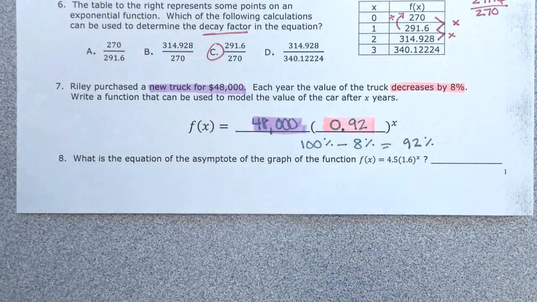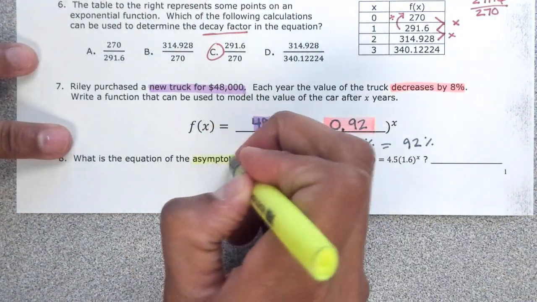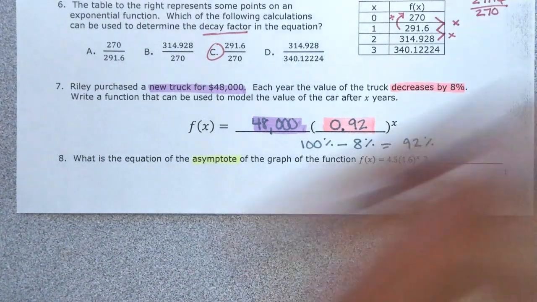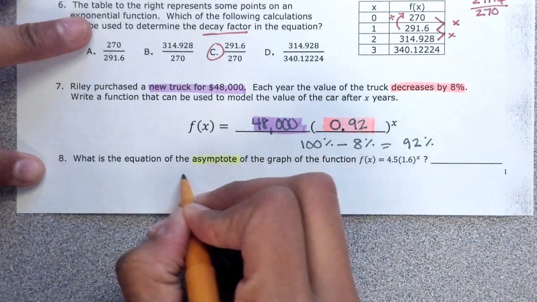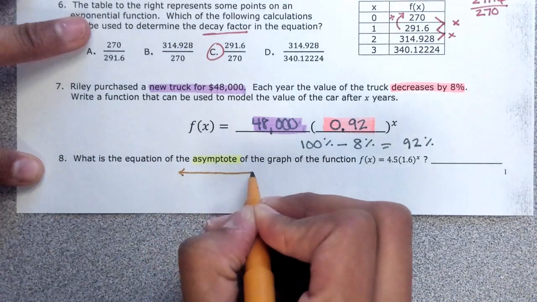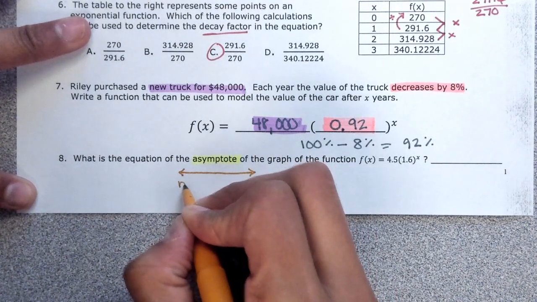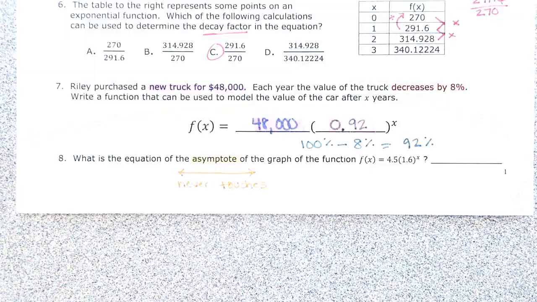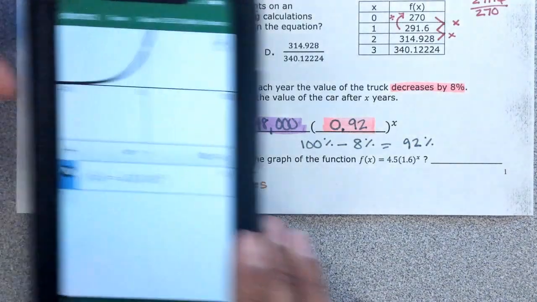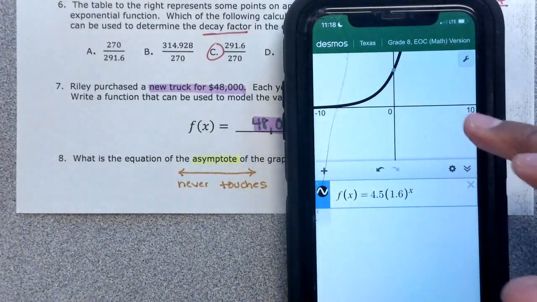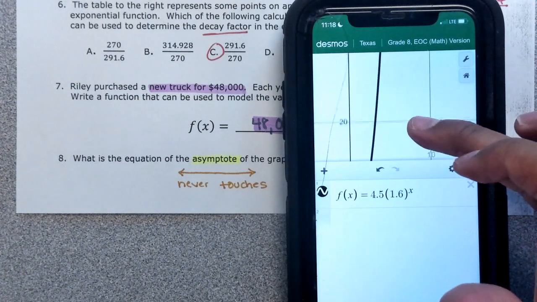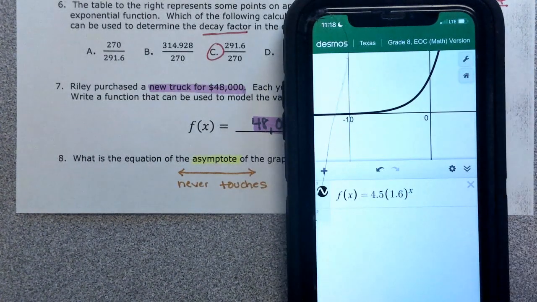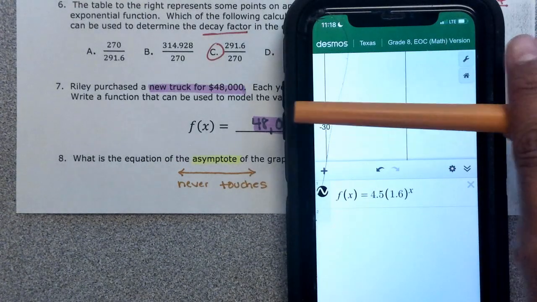Remember your asymptote, because that's a key word here. Your asymptote is where the line starts to go flat. So it looks like this, starts to go flat, and it looks like it touches but never touches. So let's look here at our graph again. Where does it start to go flat? Well, it doesn't go flat here, but it starts to go flat here. And here it's making this kind of line.